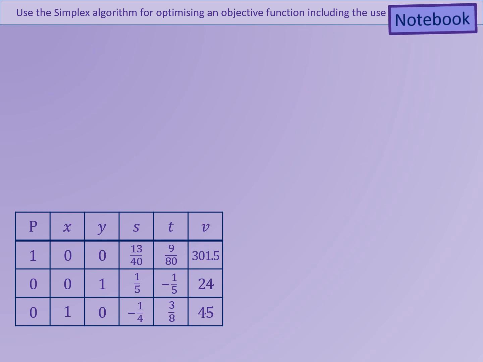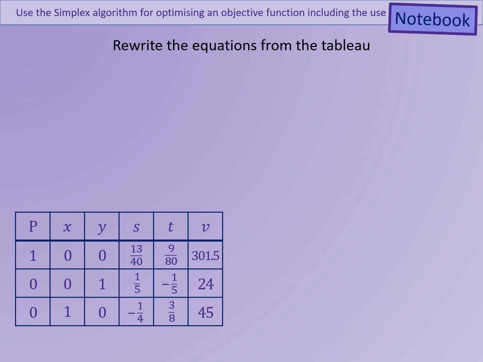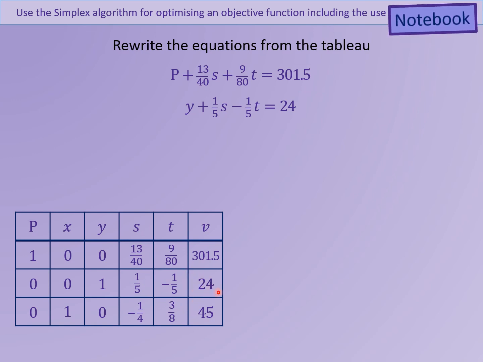So the question is now, how do you get your answers from that table? Now the reason why it's optimal is if I put it back as the equations, that top line is going to look like this: 1p plus 3/40 of s plus 9/80 of t equals 301.5. My other equations are going to be y plus a fifth s minus a fifth t equals 24. Remember, this is just a value. Don't write 24v. And the same with the bottom line. Put that in. So I know how to read from a table back to the equations.